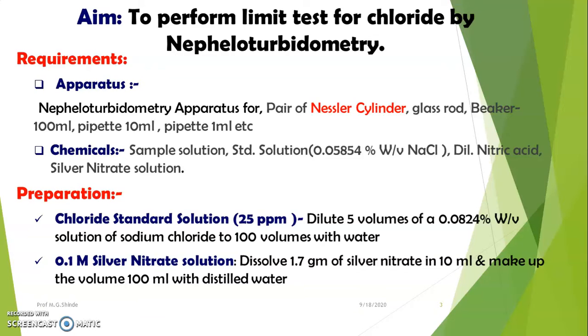We require to prepare chloride standard solution by diluting 5 volumes of 0.0824% weight by volume solution of sodium chloride to 100 volumes of distilled water. We also have to prepare 0.1 molar silver nitrate solution. For this we require to dissolve 1.7 gram of silver nitrate in 10 ml and make up the volume to 100 ml with the distilled water.